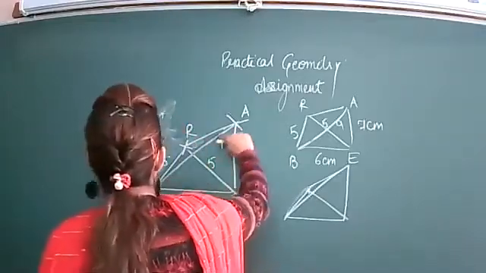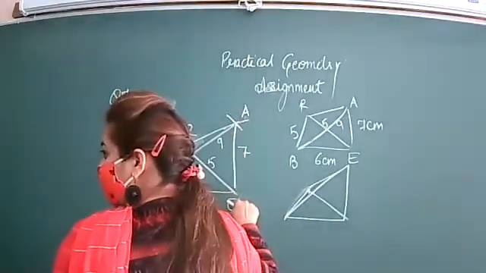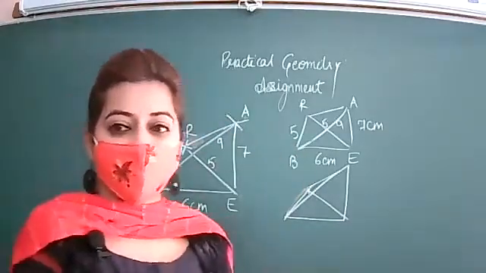Then from B, you will draw 9. From E, you will draw 7. Then you will get another triangle. Then you will join RA. This will give you a quadrilateral BERA.